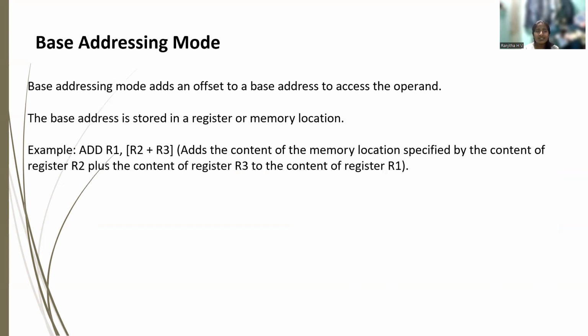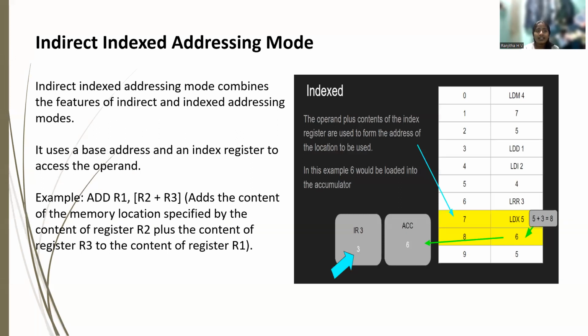Base addressing mode. What is meant by this base addressing mode? Base addressing mode adds an offset to a base address to access the operand. The base address is stored in a register or a memory location. Example, ADD R1, R2 plus R3 adds the content of the memory location specified by the content of register R2 plus the content of register R3 to the content of register R1.